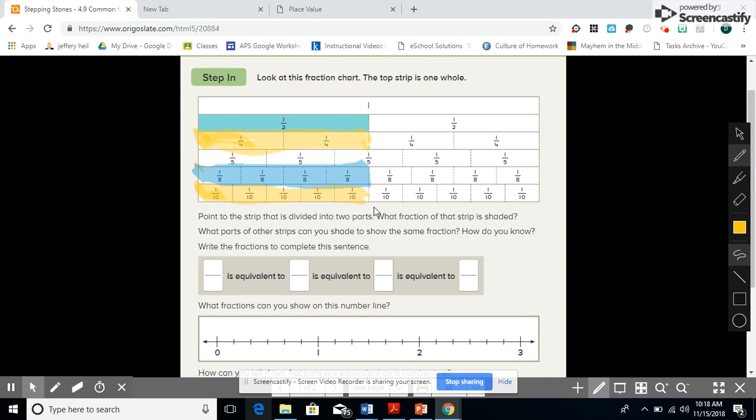So it says write fractions to complete these sentences. I can say 5/10 is equivalent to 4/8. Oops, that's an 8 and that's a 4. Is equivalent to 2/4 is equivalent to 1/2. And they are equivalent because they cover the same amount of area. They equal each other in area.